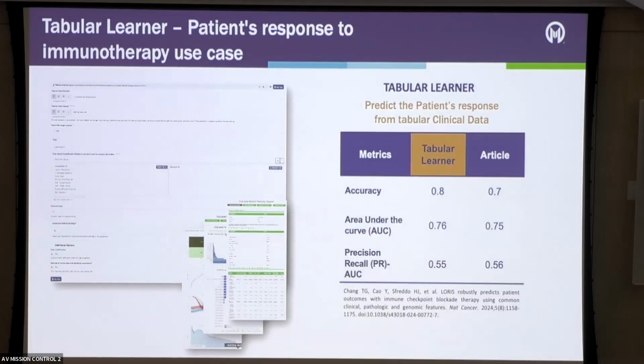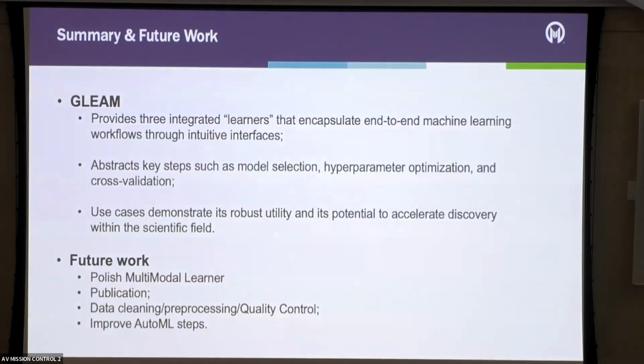The next one is for the tabular learner. We have patient response for immunotherapy. This is the paper that I showed you previously. And we did the same thing: take the inputs that they used and run them through our tools to see the results. As you can see in the table right here, we are outperforming on accuracy, but the rest, the AUC and precision-recall curve, are also similar, showing that our tools are robust.